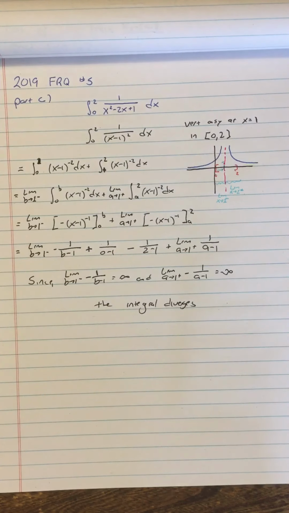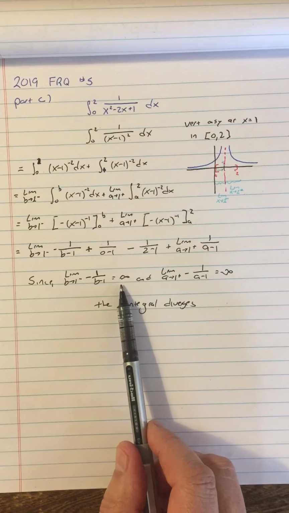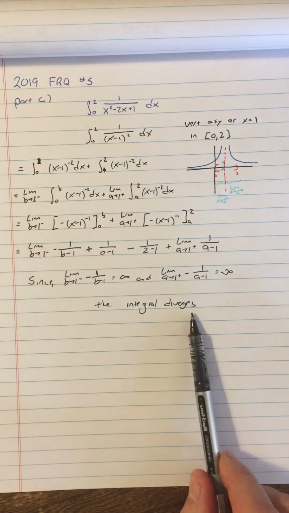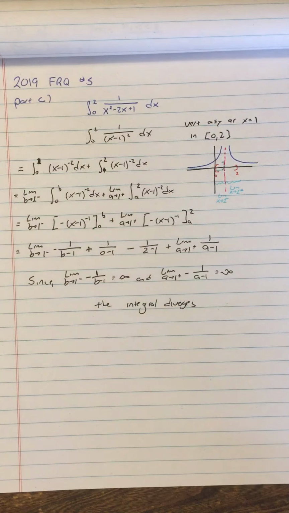What they mean is the limit is not a real number. And if that limit is not a real number in an improper integral, then we say the integral diverges. If it's not a finite number, we say it diverges. So there's part C.